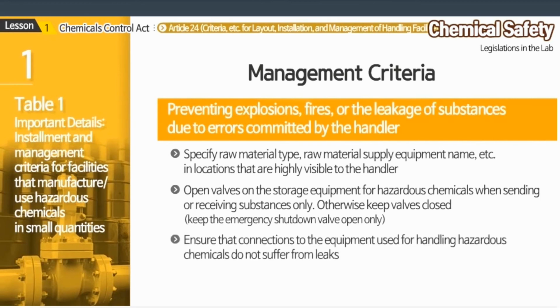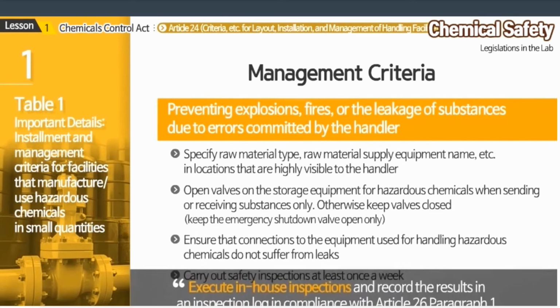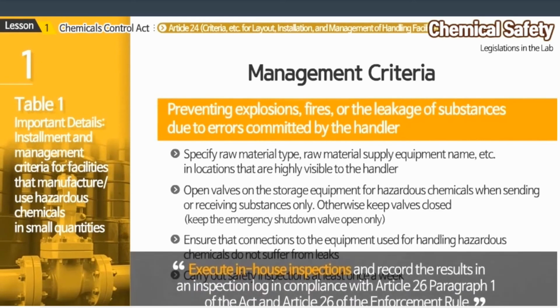Connections to equipment used for handling hazardous chemicals must not suffer from any leaks, and inspections should be carried out at least once a week. However, if the lab executes in-house inspections and records the result in an inspection log in compliance with Article 26, Paragraph 1 of the Act, and Article 26 of the Enforcement Rule, it does not have to carry out inspections on a weekly basis.